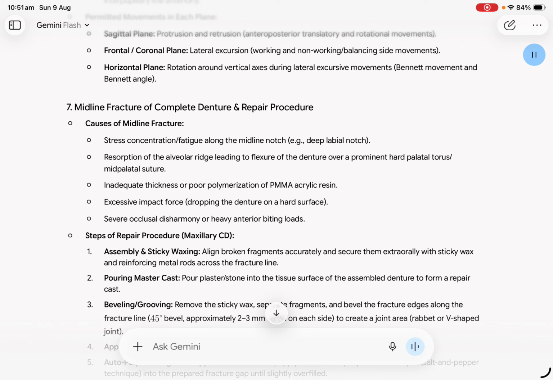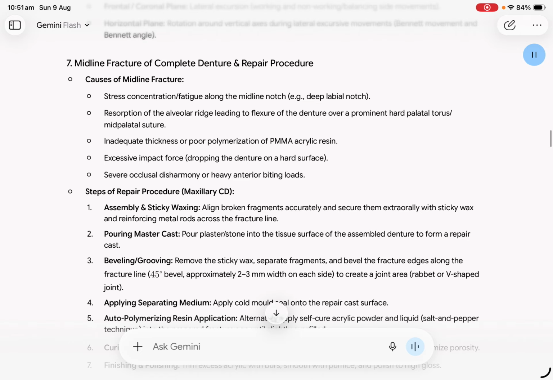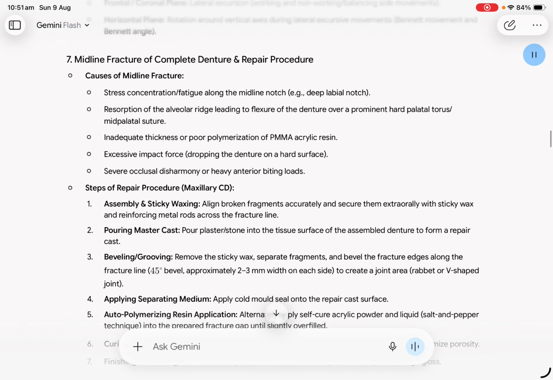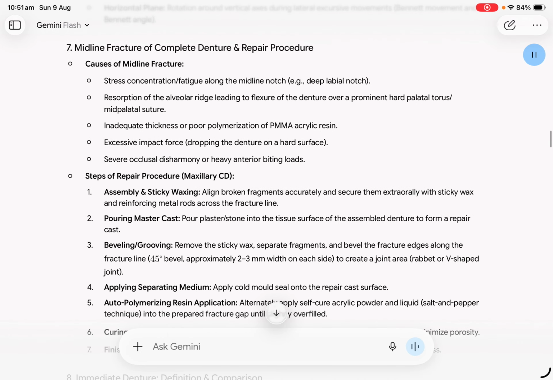Inadequate thickness or poor polymerization of PMMA acrylic resin. Excessive impact force, dropping the denture on a hard surface. Severe occlusal disharmony or heavy anterior biting loads. Steps of repair procedure. Maxillary CD.